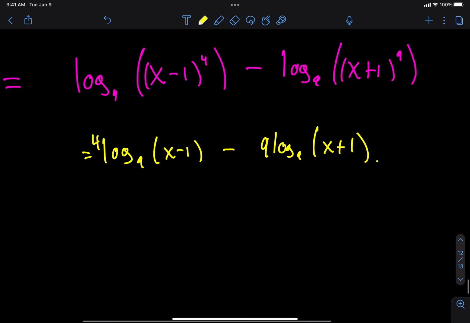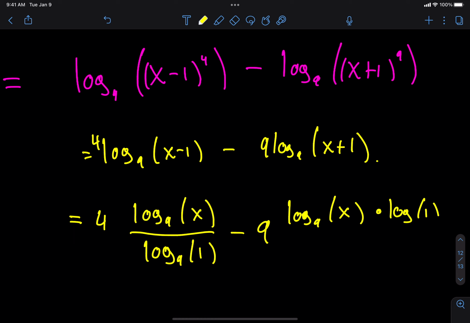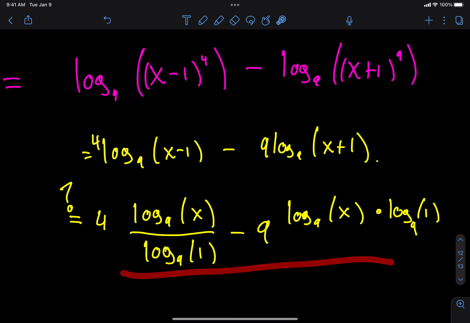Okay, and then we just have one step left to do, which is, of course, if I have a subtraction on the inside, we can rewrite that as a division on the outside. So this would be log x divided by log 1, right? Or have I made a mistake? Should expand as much as possible, shouldn't we?